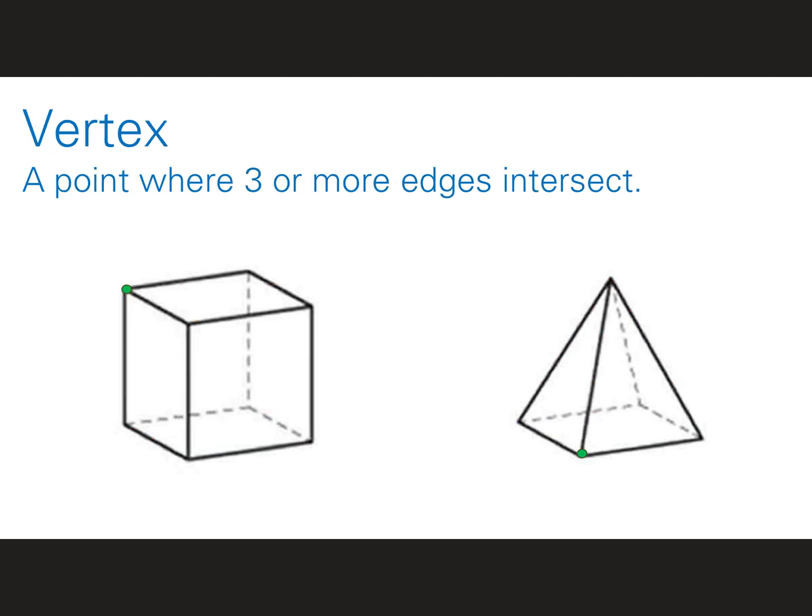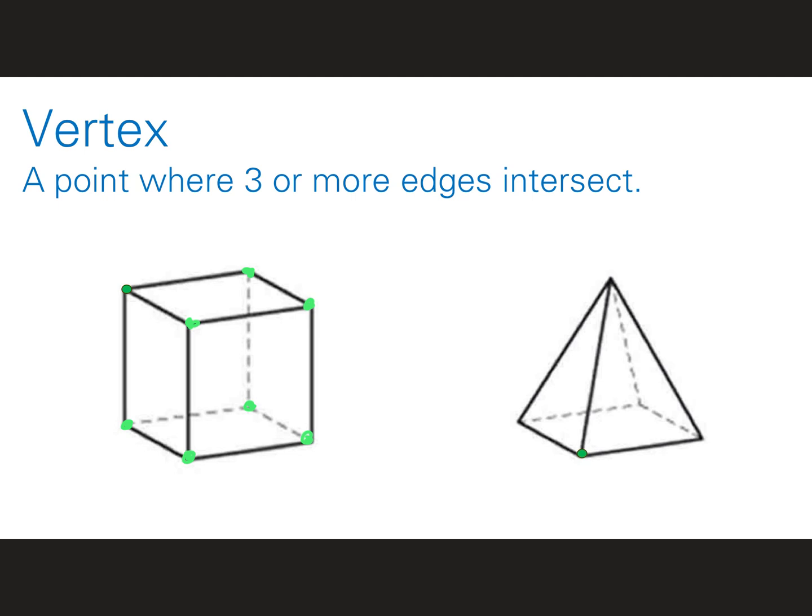A vertex is a point where 3 or more edges intersect. It's just the corners. That's basically what I can say is the corners. And so I'm going to hit all the corners here. How many corners does this shape have? Well, it looks like I just did 8 of them. So it has 8 vertices.